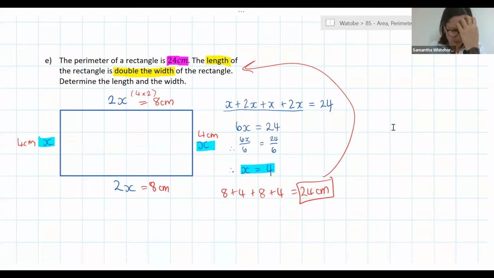So you said that's how you got your answer. Okay, so let me just go back. What was the first step you said again? 24 divided by 3. 24 divided by 3 gave you 8.